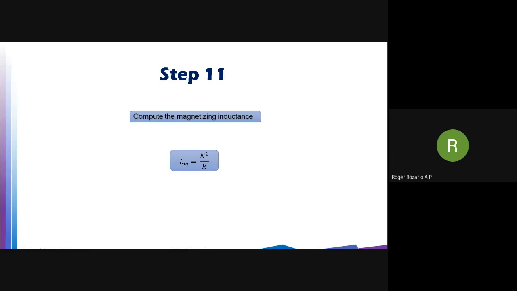R is the reluctance. You know the permeability of the core material, the length of the magnetic path, area of cross section, everything you know. So you can compute the reluctance. So from the reluctance, you can compute the magnetizing inductance. Lm was equal to N square by R. So this was the procedure we followed for the design of the transformers.